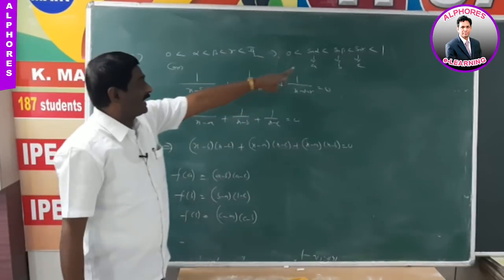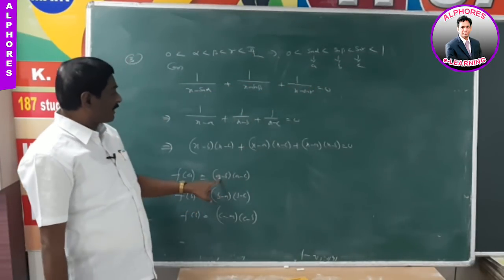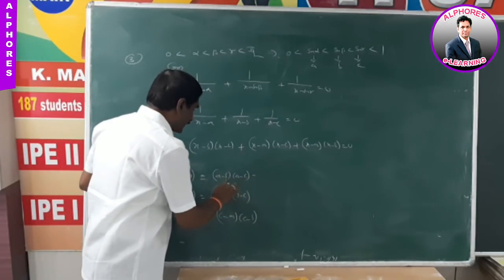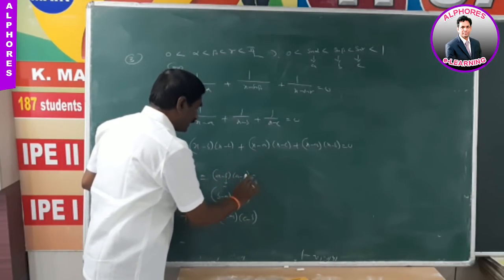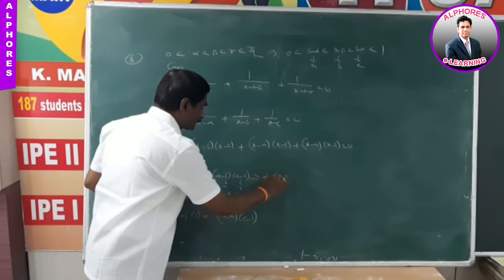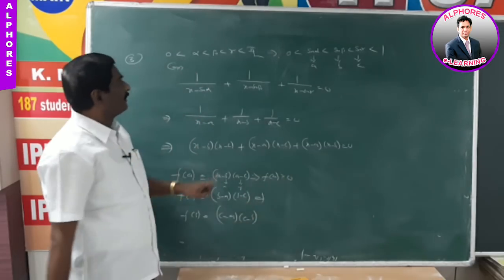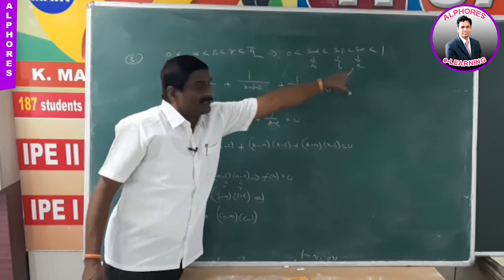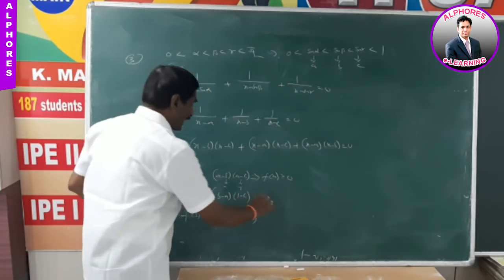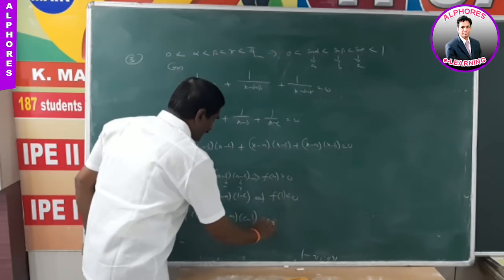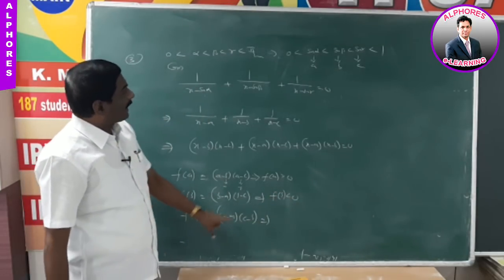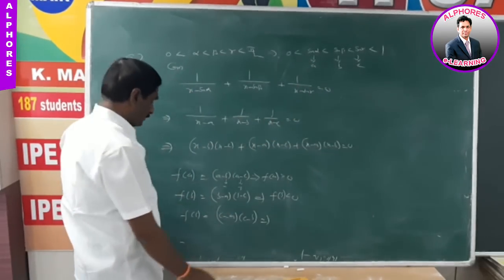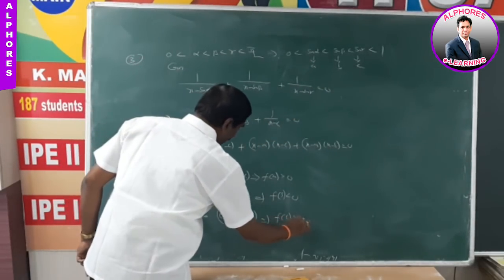But from the given A less than B less than C, that means A minus B is negative, A minus C is negative. That means negative into negative, so f of A is positive. Next, A less than B means B minus A greater than 0, B minus C less than 0. Plus into minus means negative, so f of B is negative. Similarly, for f of C, C minus A is positive, C minus B is positive, plus into plus is plus. That means f of C is greater than 0.